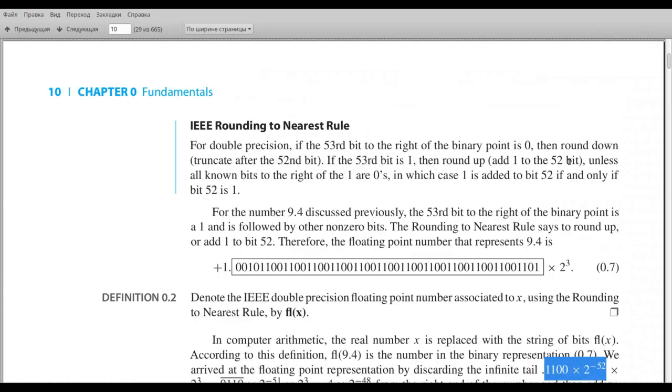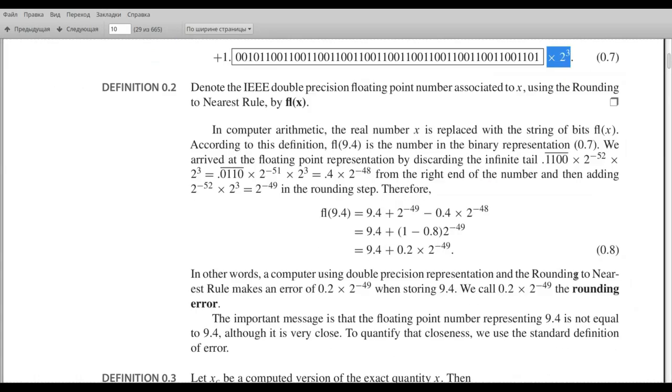But then also don't forget about this factor, the power, right? 2 to the power 3. So really we are throwing away not these, but these multiplied by 2 to the power 3. So as a result, we can just write it in a different way a little bit. So it will be this multiplied by 2 to the negative 51 multiplied by 2 to the 3.